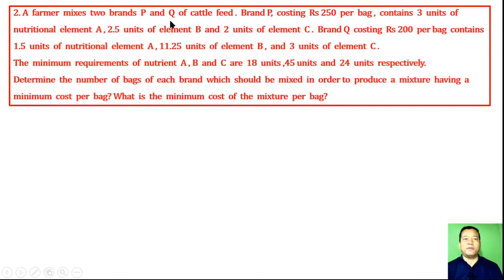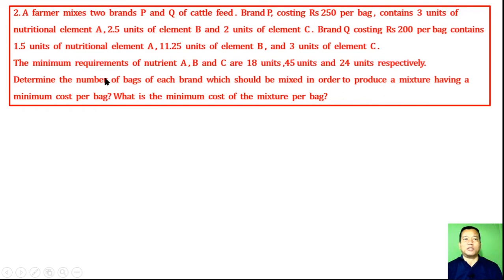Farmer amana cattle feed P amasung Q haiba brand ani mix tawgani. Brand P asi bag the lupa sani yankai P masida nutritional element A B C singadu makoigi unit singadu mathang sitna 3 units, 2.5 units, 2 units yawi. Brand Q asina bag amadu lupa chani P masida nutritional element A B C singadu unit mathang sitna 1.5, 11.25, 3 units yawi. The minimum requirements of nutritional A B C are 18 units, 45 units, and 24 units respectively.